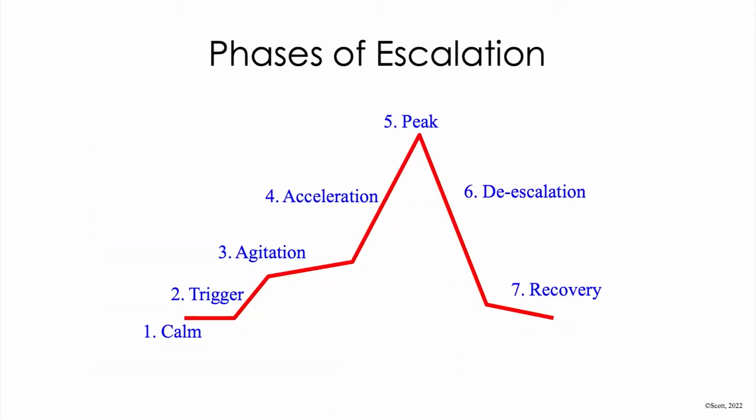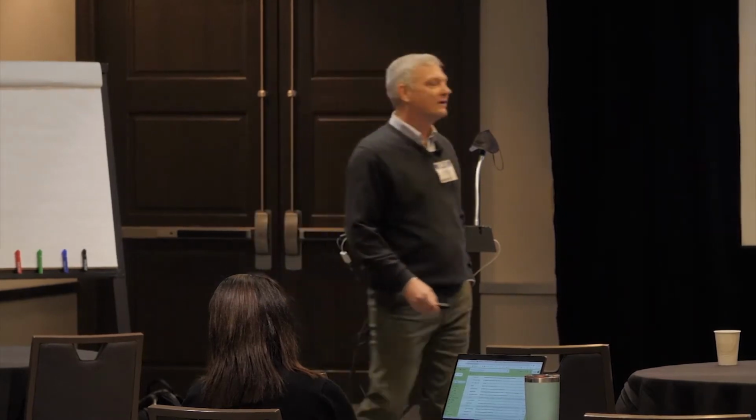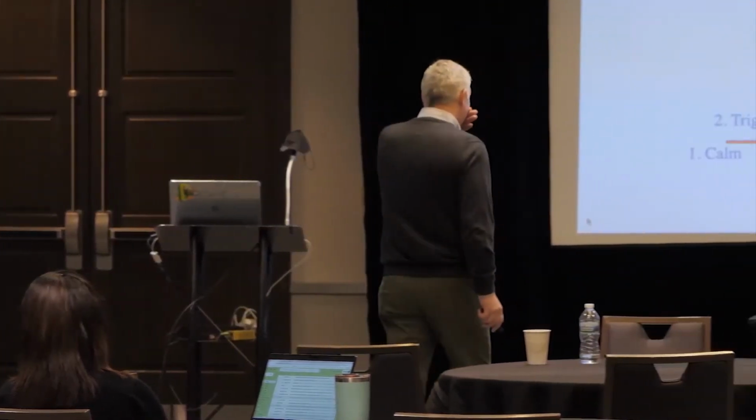So these are Jeff's phases of escalation. We start with calm, like we all are right now. Calm is the only stage where instruction works. We want to teach how to deal with all of the other phases during the calm. Once they are not calm, they're not listening to instruction. So we've got to get it all done then.